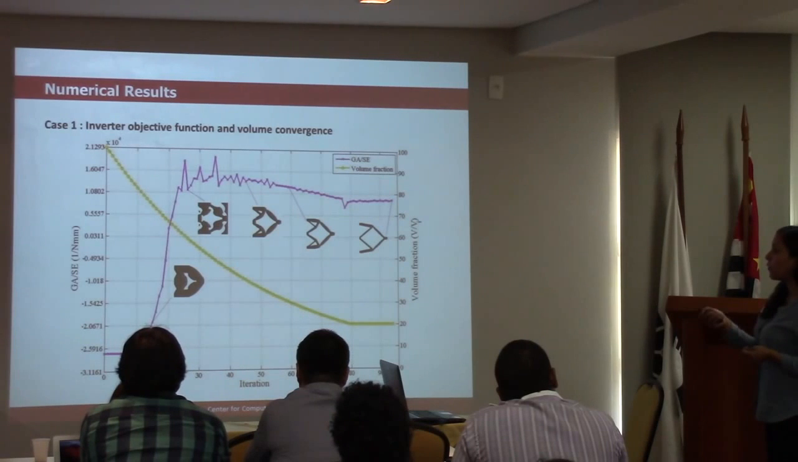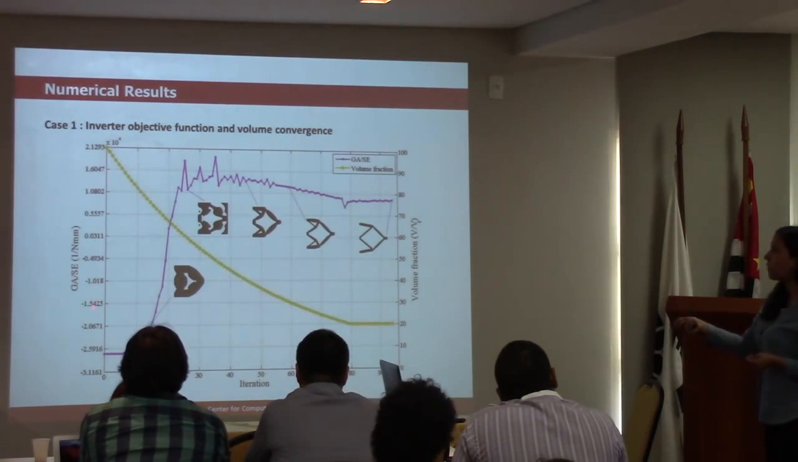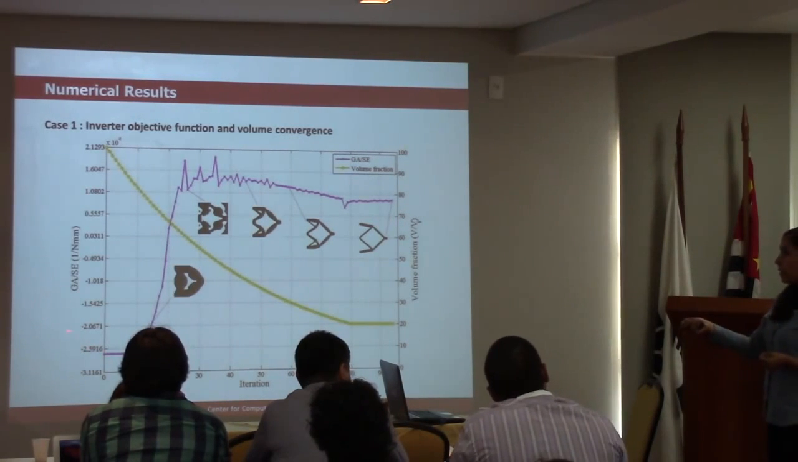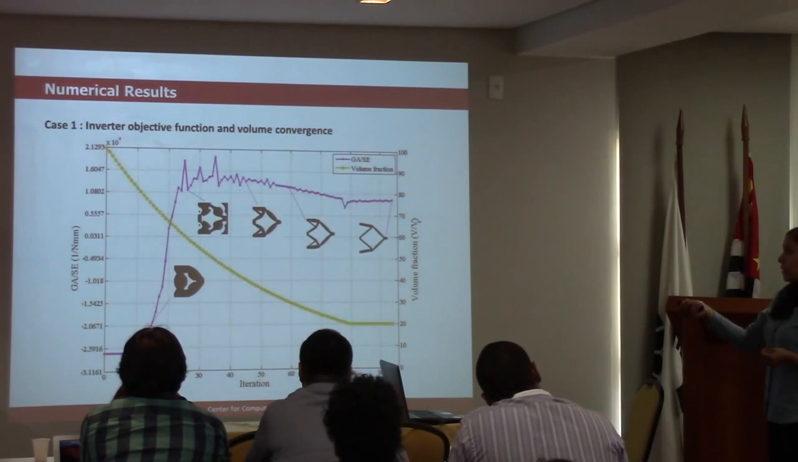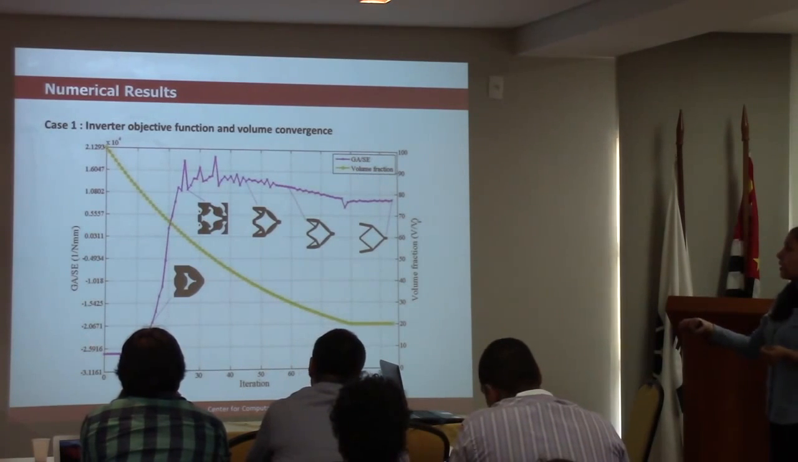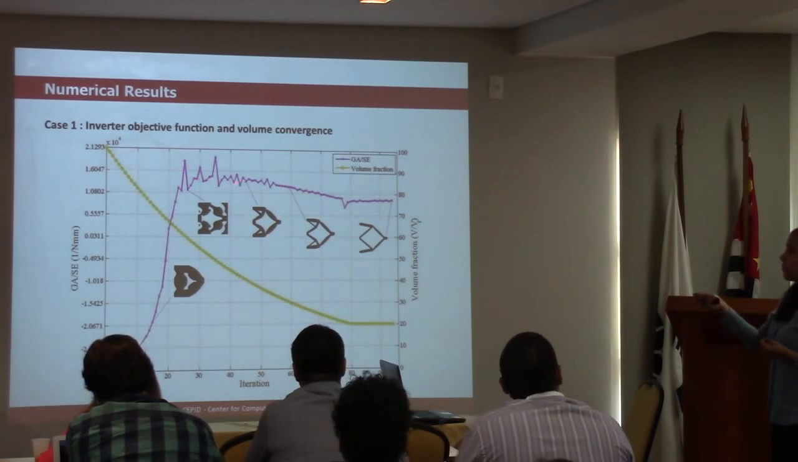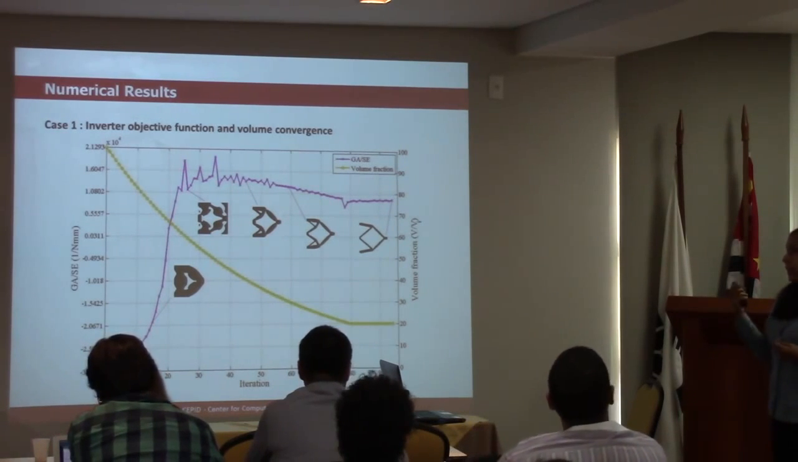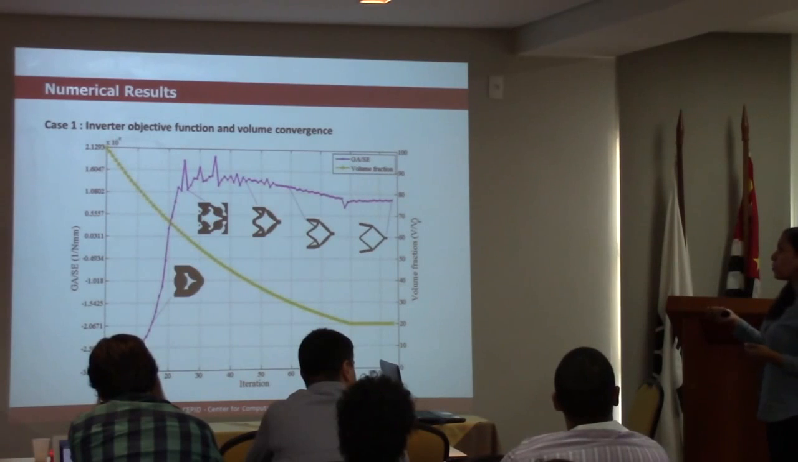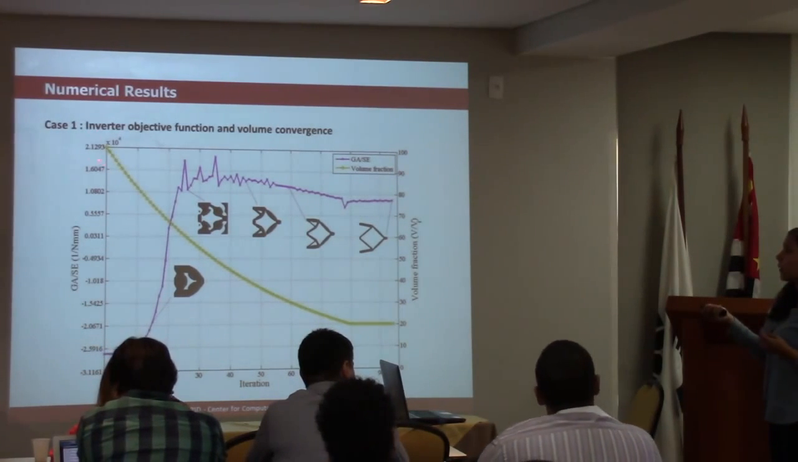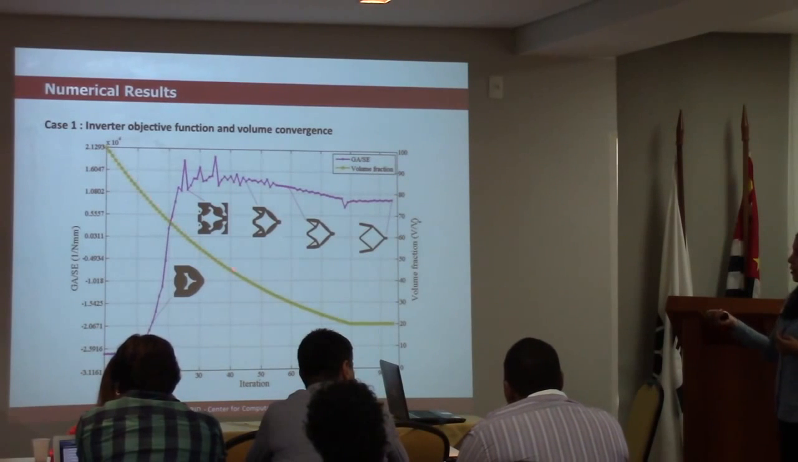We can see here the convergence. First we have the objective function convergence. The idea was to maximize it, and we can see that effectively the algorithm did it. It maximized the objective function, which finally ends up maximizing the output displacement. And we see the evolution of the volume of the structure.